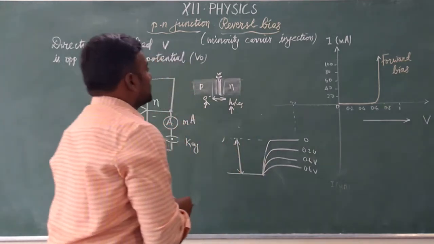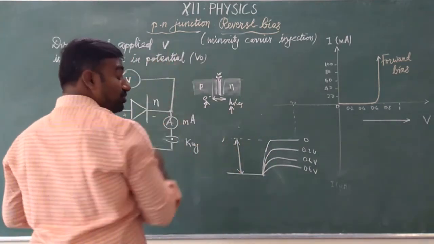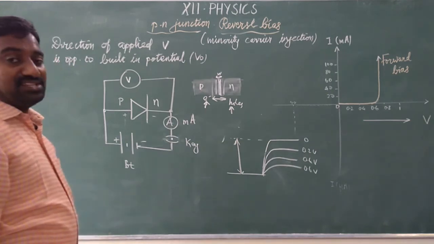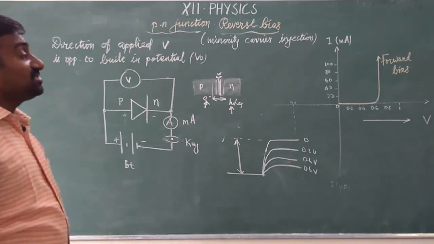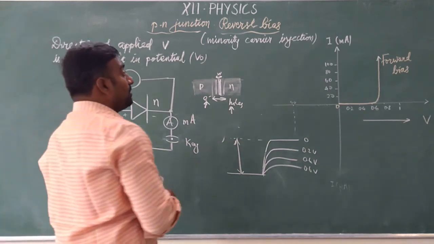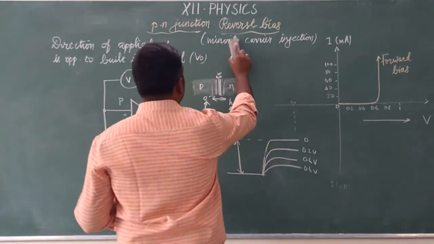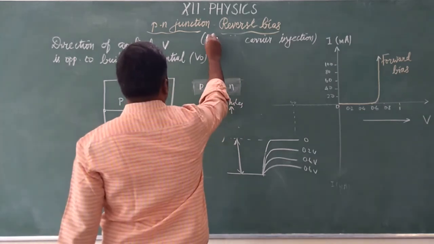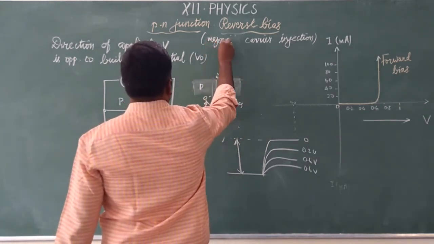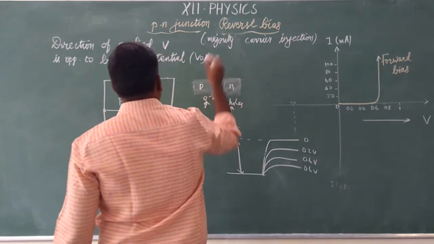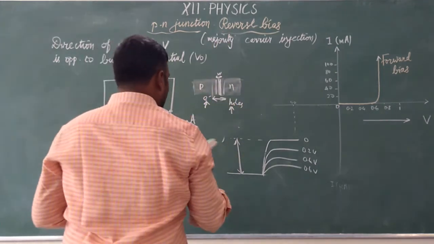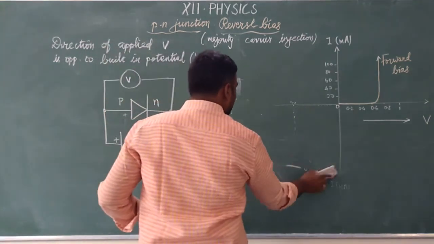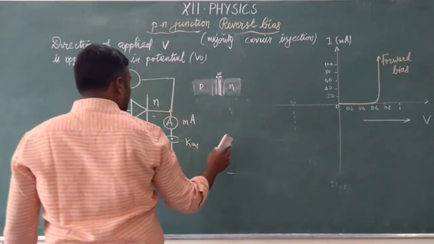Only two things we alter in the reverse bias. And one more thing I forgot to say: in a forward bias, minority carrier injection takes place. So the PN junction forward bias is also called minority carrier injection, and the reverse bias is majority carrier injection. That is the forward bias over.